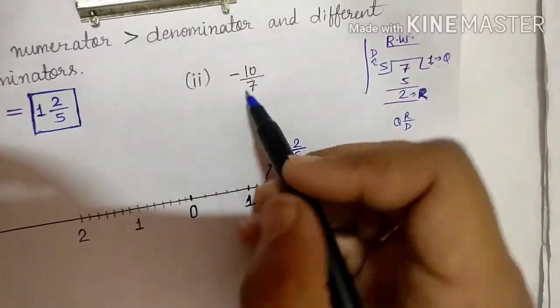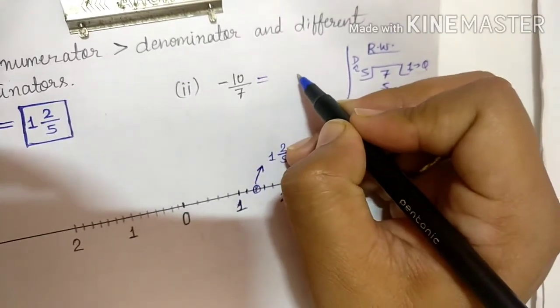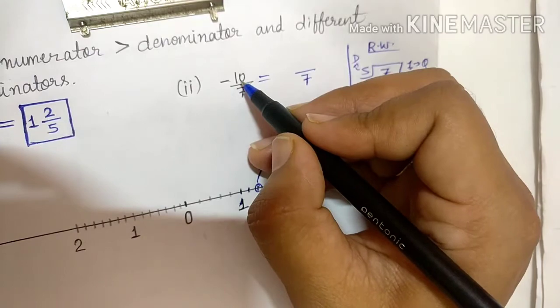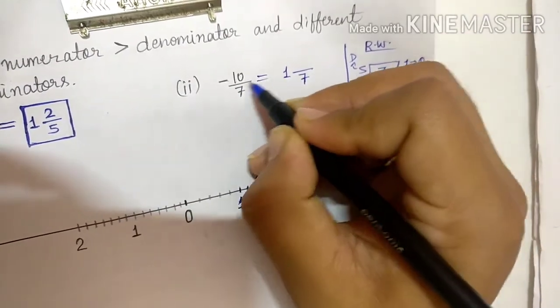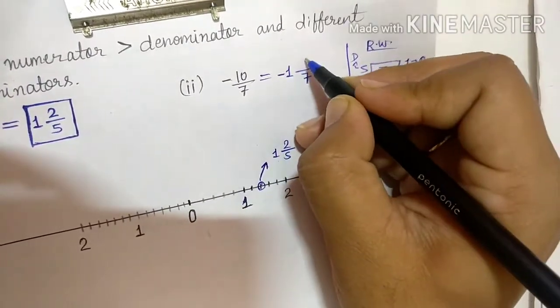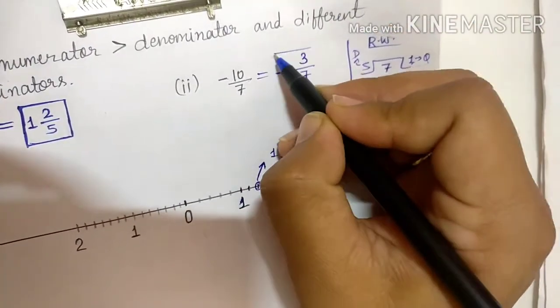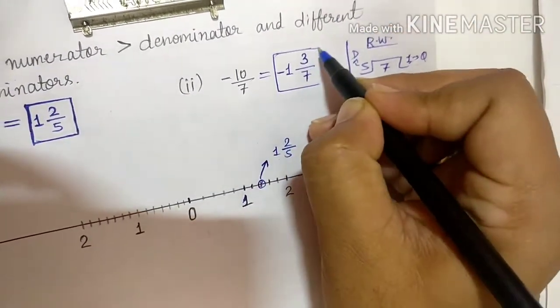Now the next number is what? Minus 10 upon 7. So how can we represent this one? Easy. 7 ones are 7, 7 twos are 14. So 14 is greater than 10. So I can say 7 ones are 7. It is minus, so write minus here. Now 10 minus 7 is how much? 3. So it becomes minus 1 3 by 7.